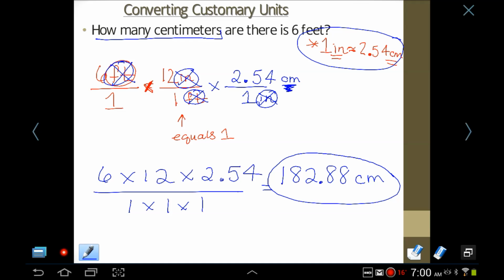Okay, so that does it for our lesson. So make sure that when you are converting these units, the original unit, you want that to cancel out because you don't want that to be left in the answer. Make sure you put things diagonal from each other to make sure that they cancel each other out.